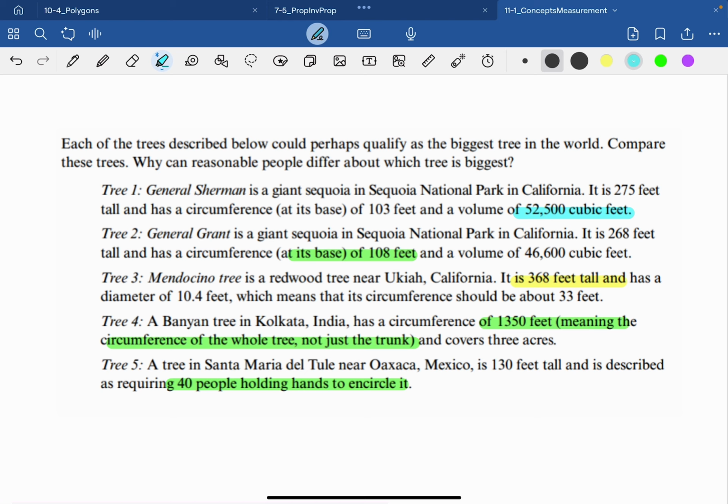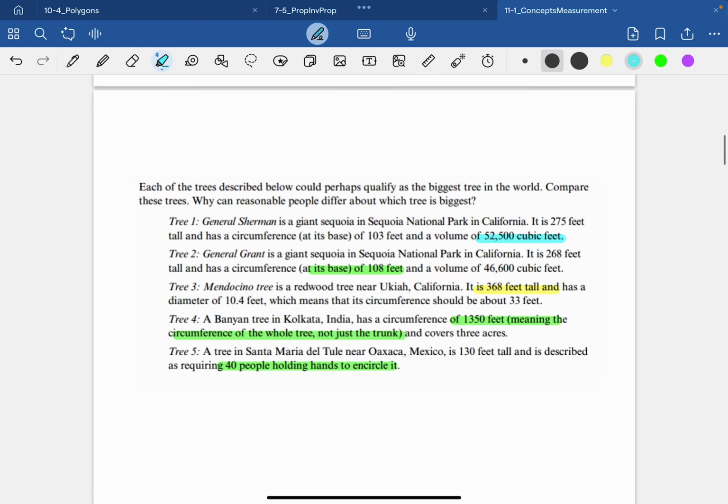So for a tree, we can measure things like circumference, which would be a two-dimensional measurement, or volume, which is a three-dimensional measurement, or height, which is a one-dimensional measurement. So all of these different measurements are measurable attributes, and we've got to first decide which measurable attribute is important before we can rank things. All right, a nice start.